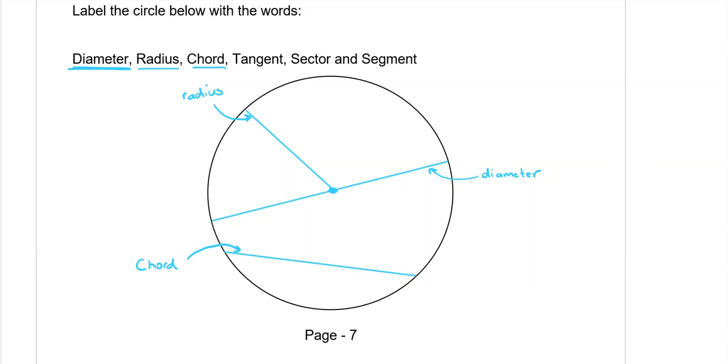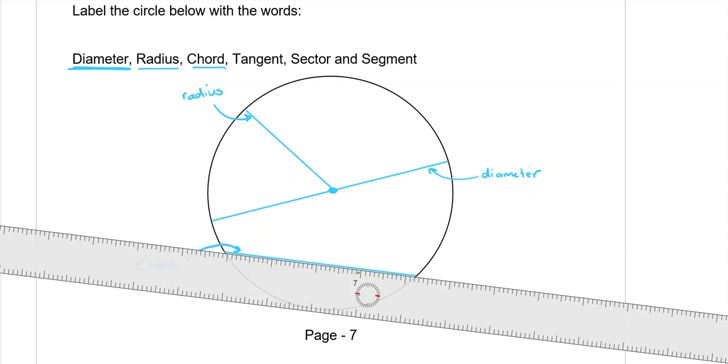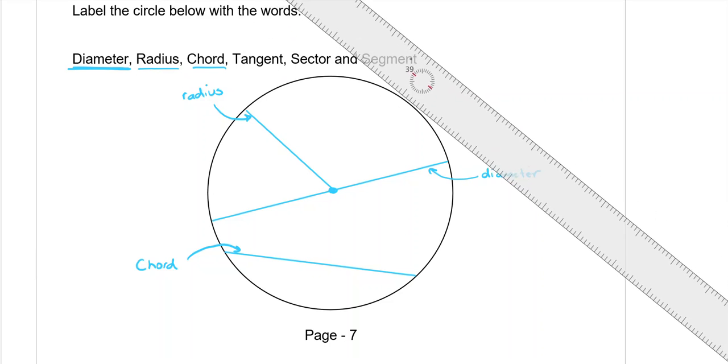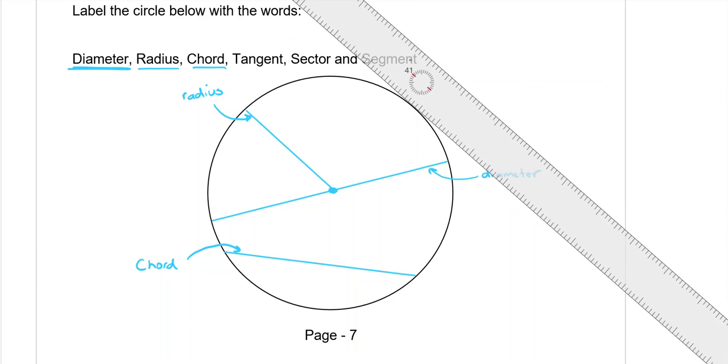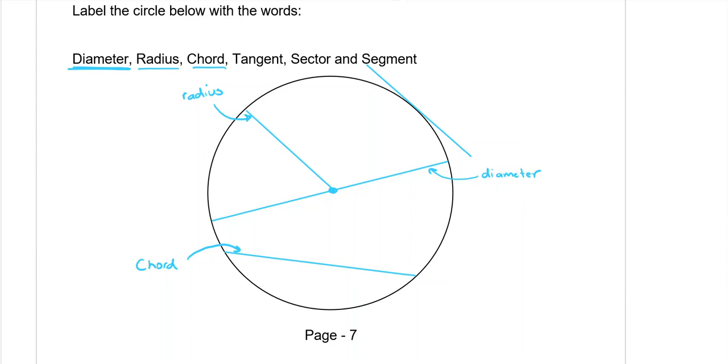Okay, a tangent is kind of on the outside of our circle. I might draw it up here up the top. It is a line that comes and touches at one brief point on the edge of the circle and then keeps going. So that little dot that I've drawn is the point where it's just touching. That line is the tangent.